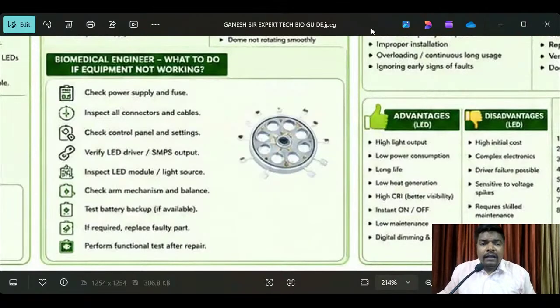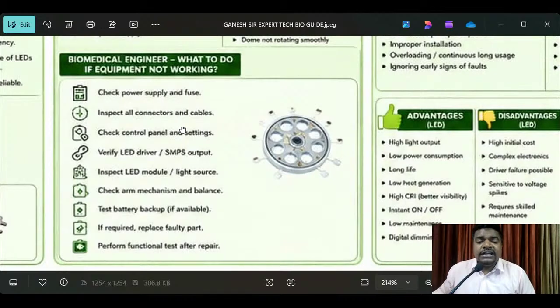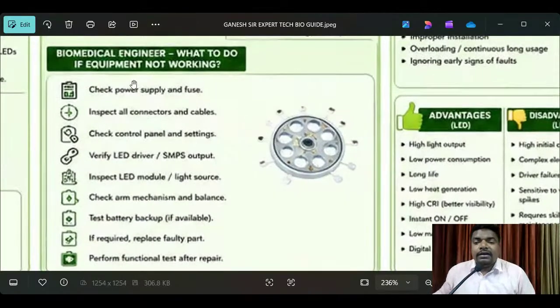My dear engineers, be alert, be happy, be patient, and try to listen to what I'm saying. Come on, biomedical engineers, what to do if equipment is not working? When you are in trouble, what to do, I'm going to say. Listen carefully, these are very, very important points. Everybody in this society, if you are in trouble, very few people support you, yes or no? So in that situation also you should be capable. That is the reason I'm going to share all this information. Everything should be learned in a professional way.